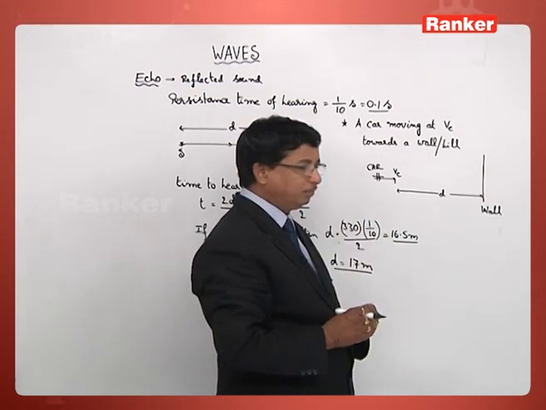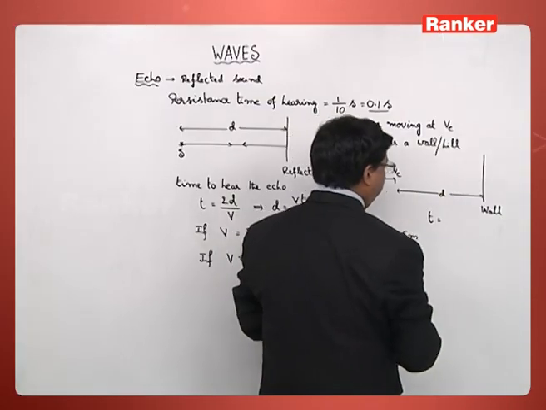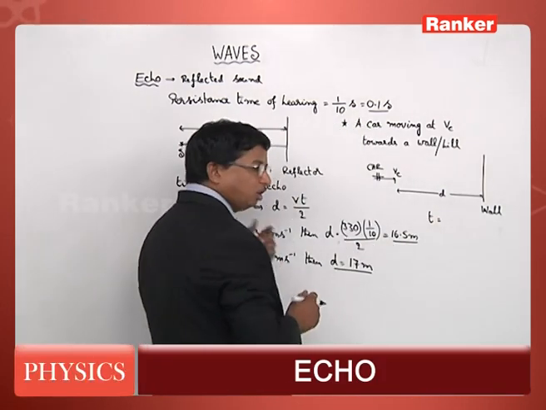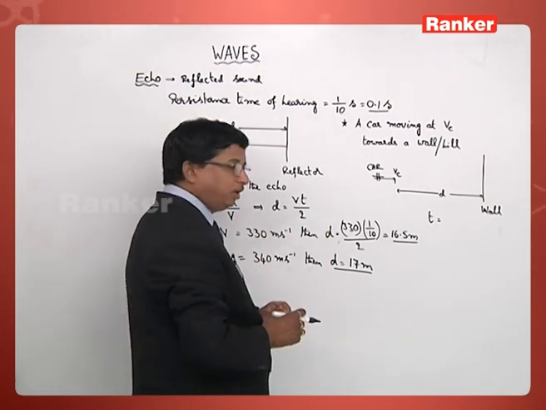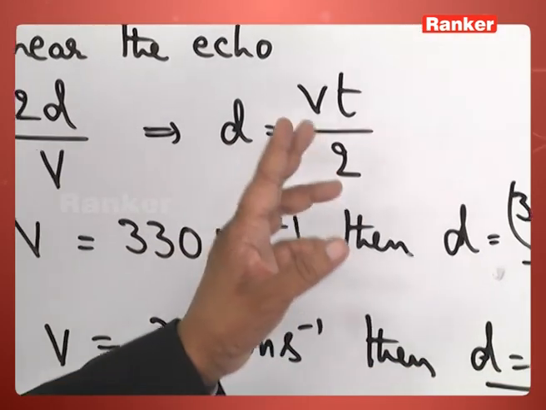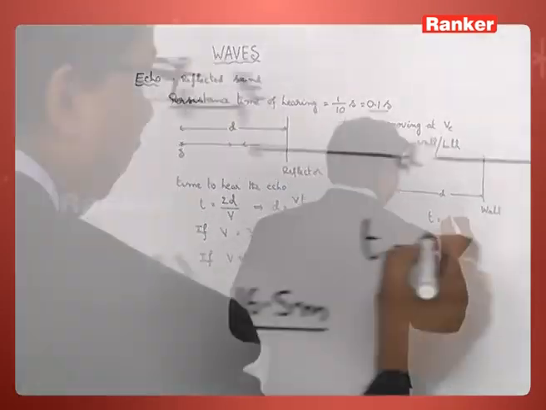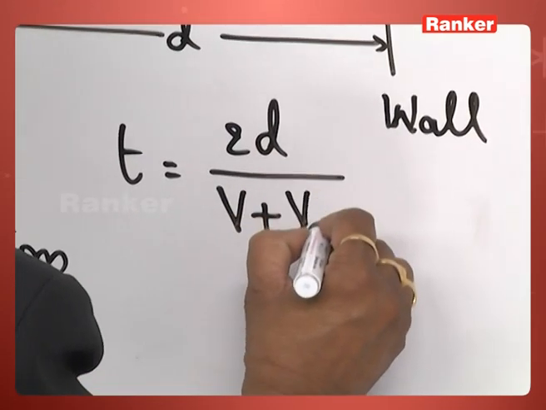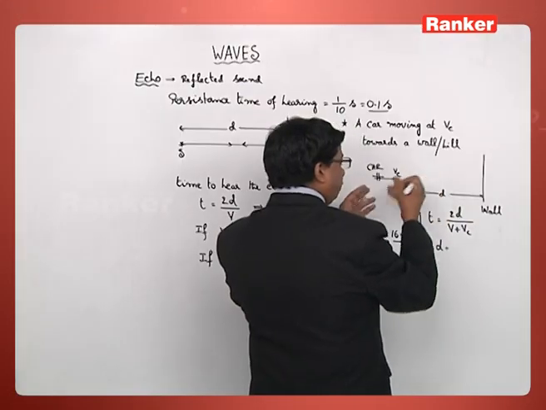That is the question. So, directly one can understand here, the time after which the echo can be heard will now be the same formula we have to take up. T is equal to 2D by V. That is actually the concept. Now, in this particular case, what exactly is the time after which he can hear the echo? So, I can say that this will be 2D with what velocity? V plus Vc.